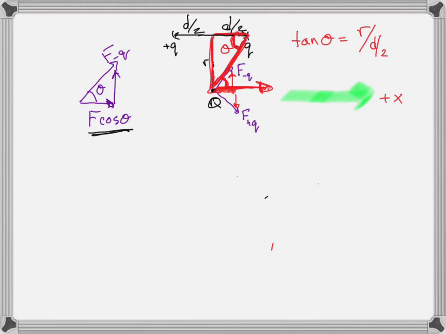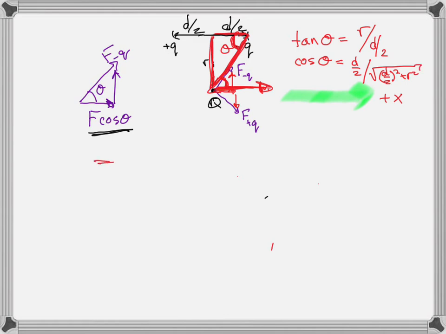So rather than doing tan theta, let's do cosine theta for that triangle. Cosine of theta is the adjacent, d over 2, divided by the hypotenuse. The hypotenuse, remember, we already figured out, is the square root of d over 2 squared plus r squared. So that's what cosine theta is.